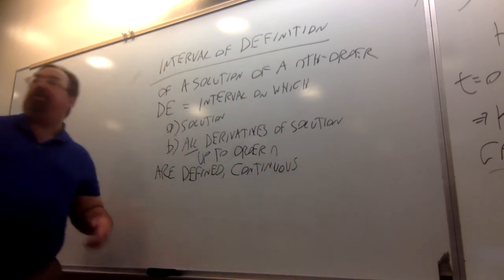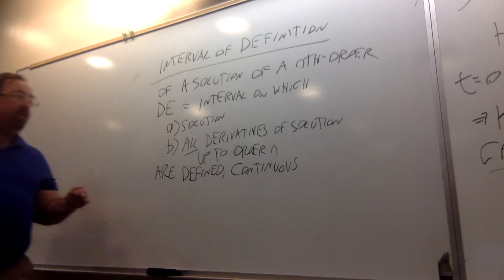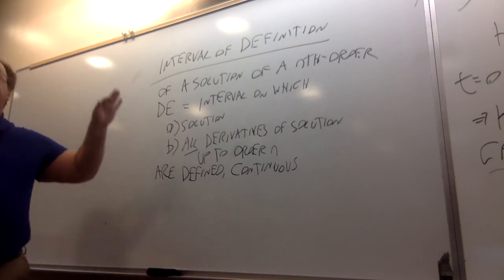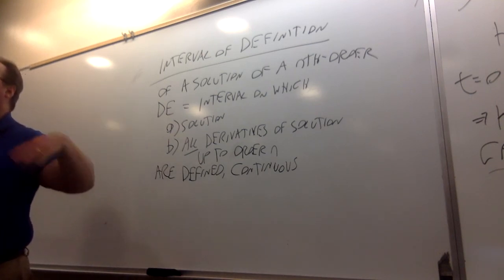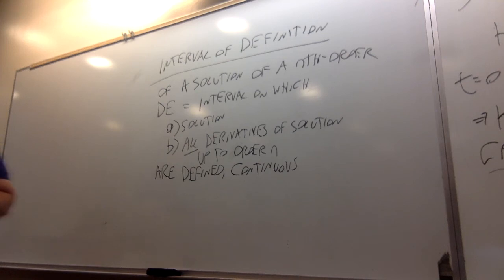Right? Because if a function is not continuous at a point, it doesn't have a derivative there either. So it's not enough that the solution itself be defined on a certain interval. Its derivatives must be defined as well. And I have a couple examples.